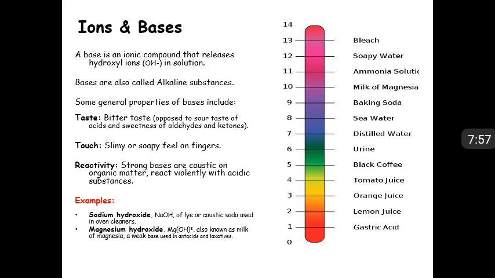Examples are sodium hydroxide, caustic soda, also found in oven cleaners, and magnesium hydroxide, also known as milk of magnesia. This is a weak base used in antacids and laxatives.